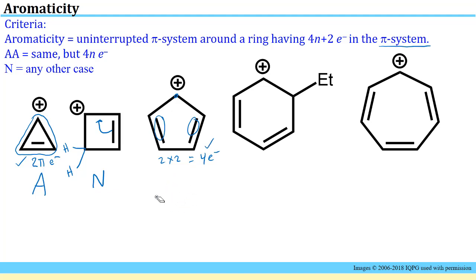If we solve for 4n plus 2 equals 4, we would get n equals 1/2. That's not an integer, so that means that this molecule is anti-aromatic.